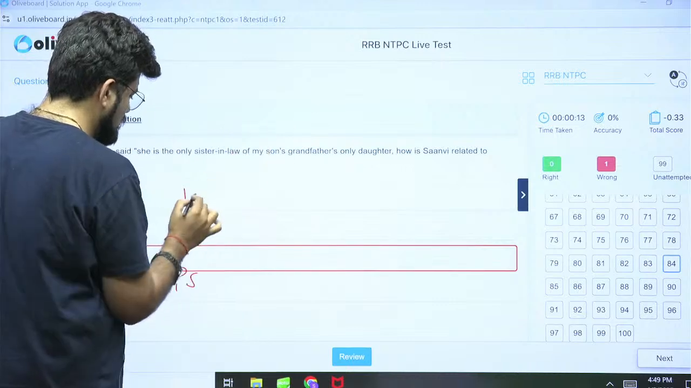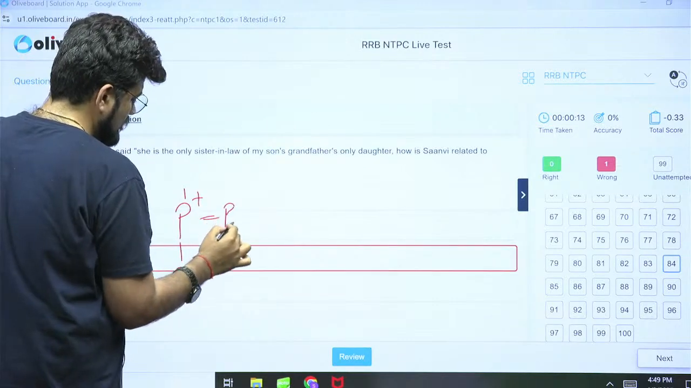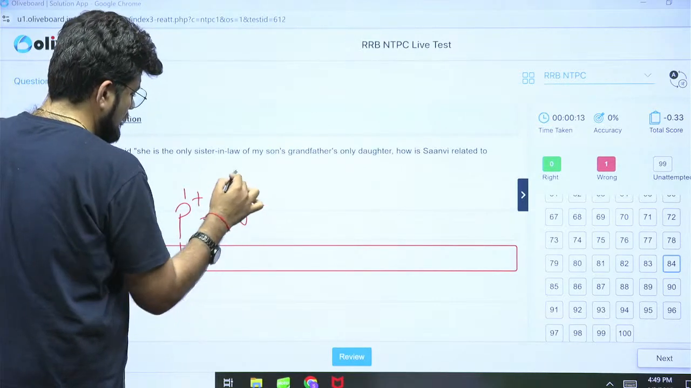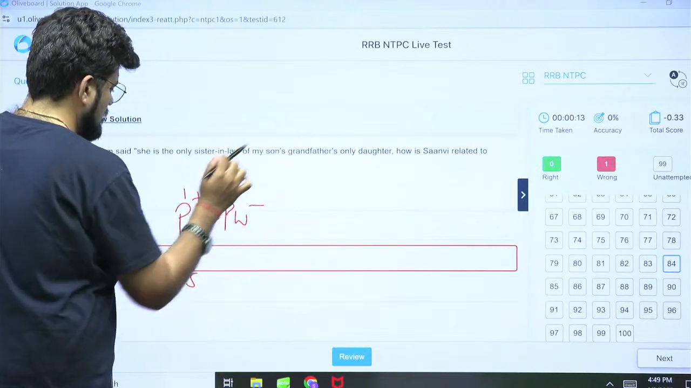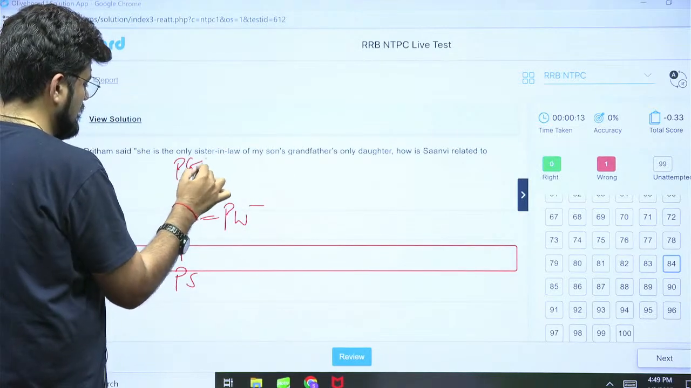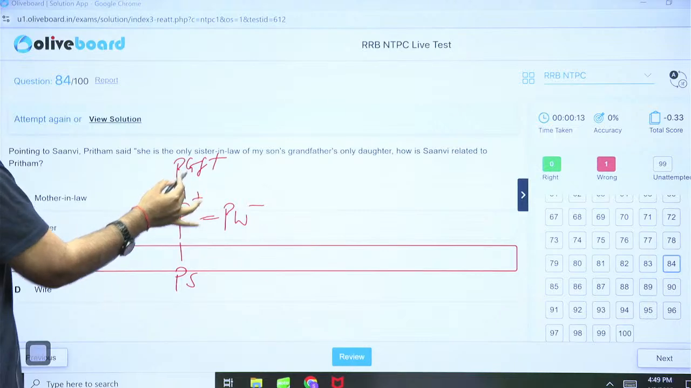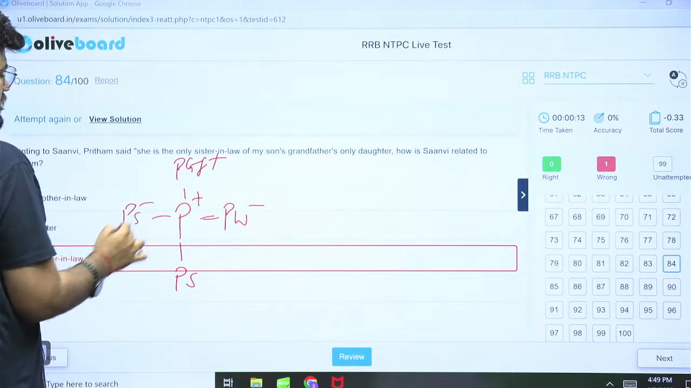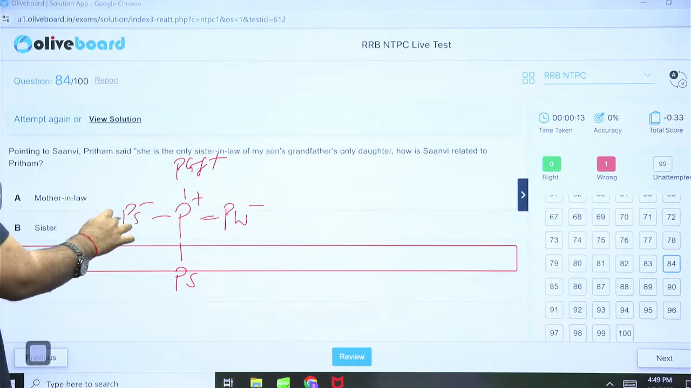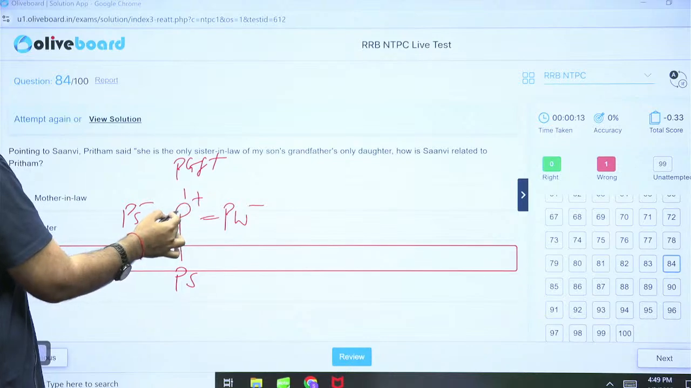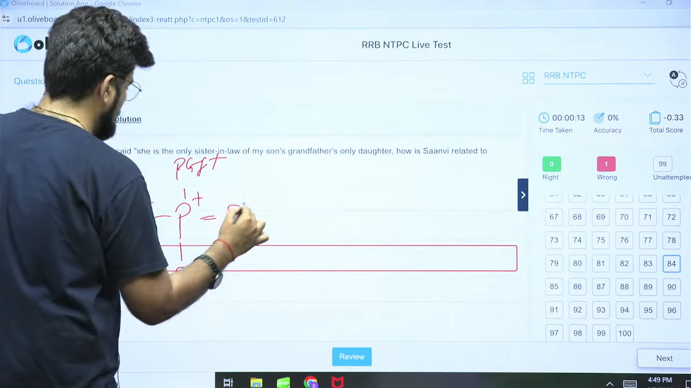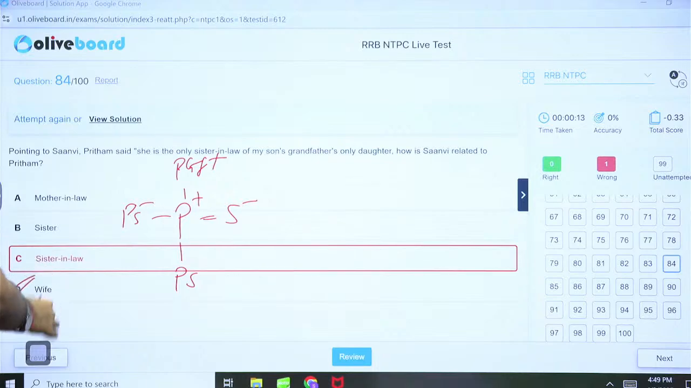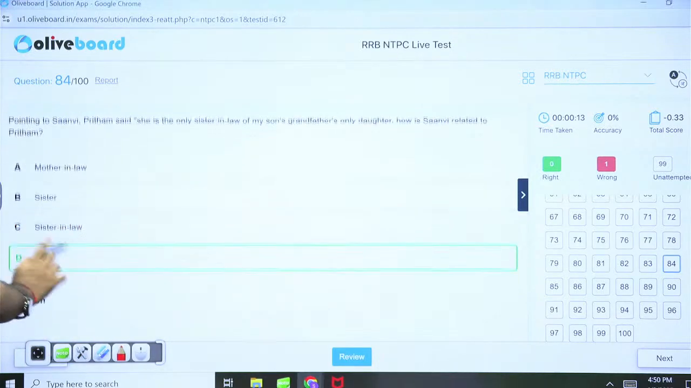Okay, let's consider this to be a husband, this to be his wife, this to be the grandfather, this to be Preetham's grandfather's only daughter, so Preetham's sister, and she is the only sister-in-law of my son's grandfather's only daughter. This is Sanvi. How is Sanvi related to Preetham? Wife. I think this question should be incorrect.